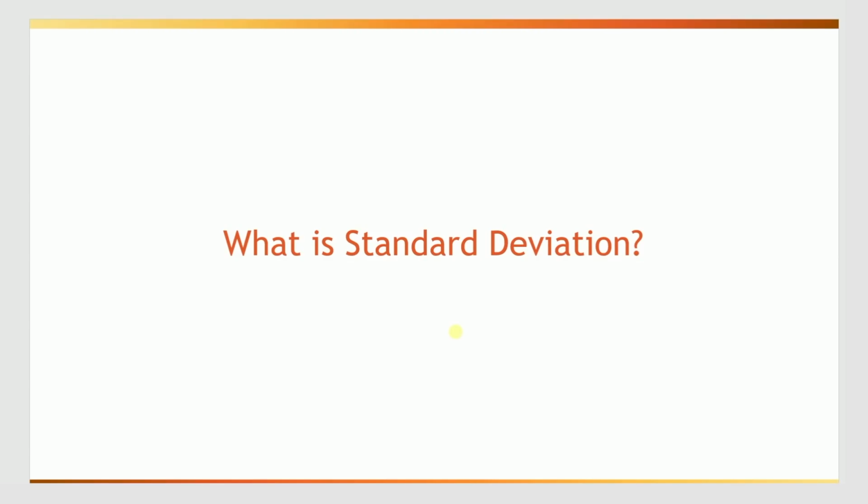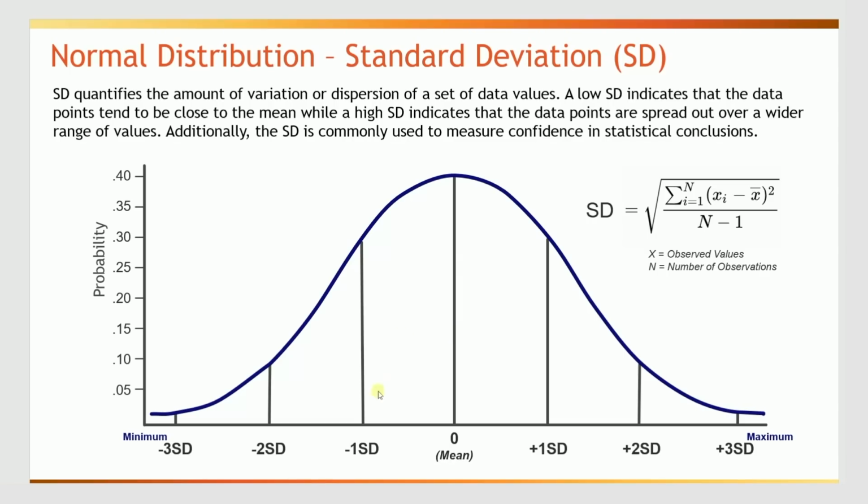Now, we've talked a lot about the standard deviation statistic. So what is it? If you think of the normal distribution of shots, so for example, if you again have, let's say, 30 shots and you plot them on a histogram and it starts to develop this bell curve shape, the standard deviation quantifies the amount of variation or dispersion of a set of data values. A low standard deviation indicates that the data points tend to be close to the mean, while a high SD indicates that the data points are spread out wider over a range of values. Additionally, the SD is commonly used to measure confidence in statistical conclusions.